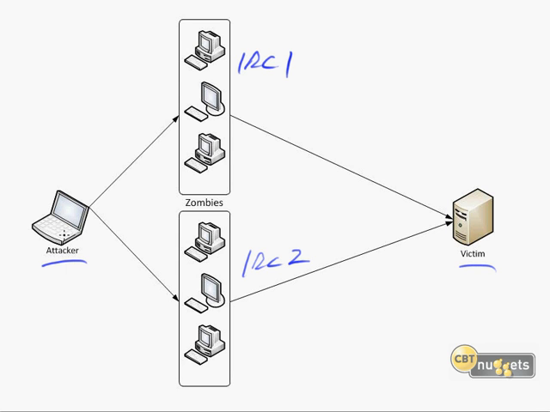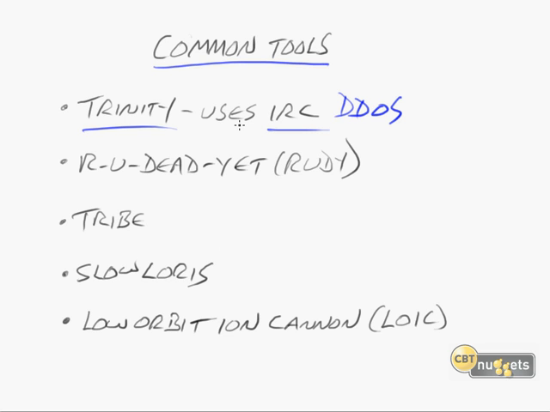And then at a time of my choosing, I could send instructions and say, okay, everybody attack this victim right now. I could send it to both of these networks at once, or both of these chats at once, and then they would both send out that attack. So that was one of the tools that you could use, Trinity. Again, it was kind of groundbreaking because of its use of IRC.